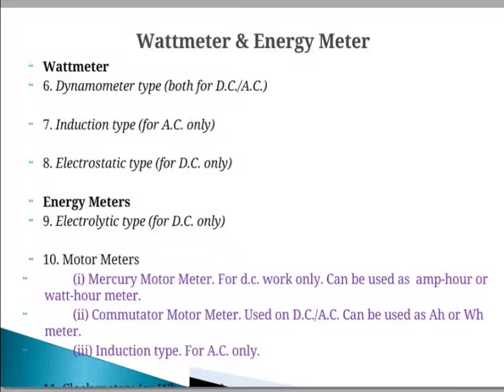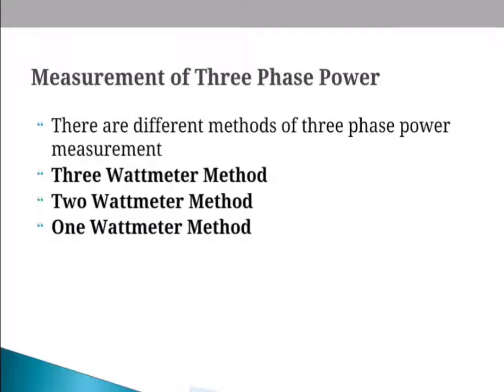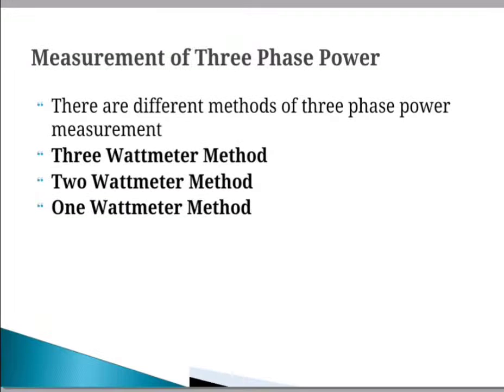Then we have to discuss the measurement of power in a three-phase circuit. There are different methods available for the measurement of power in a three-phase circuit. That is the 3 wattmeter method, 2 wattmeter method and 1 wattmeter method. These are the different methods. You have to see the detailed methods for the measurement of power in a three-phase circuit.